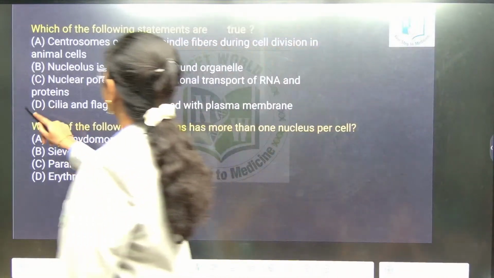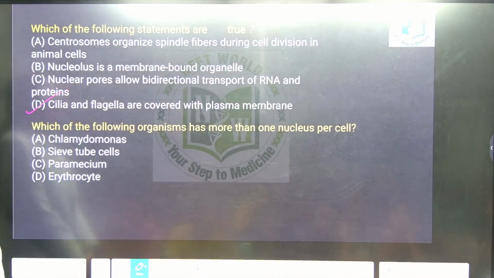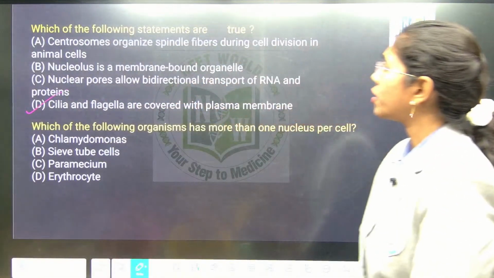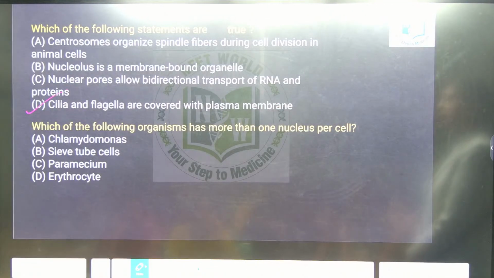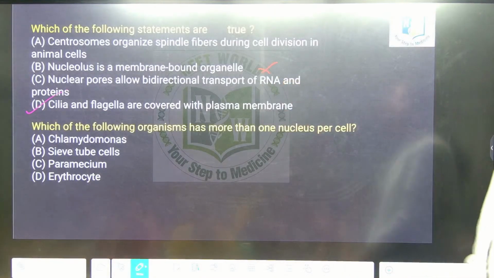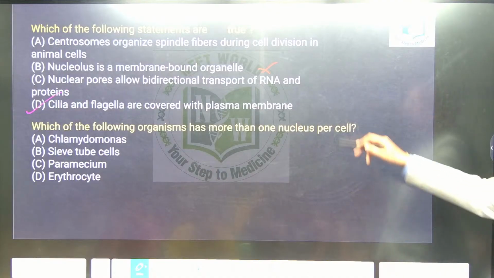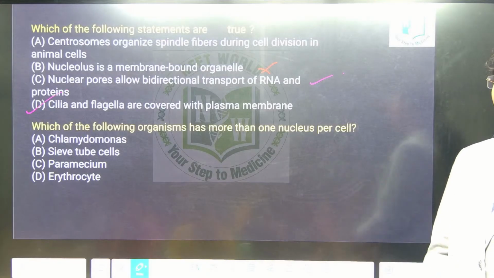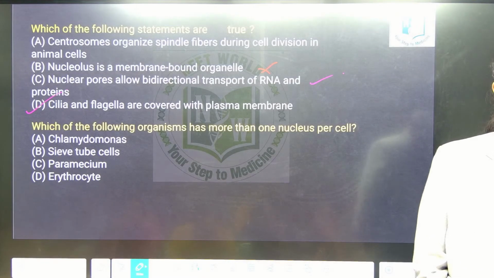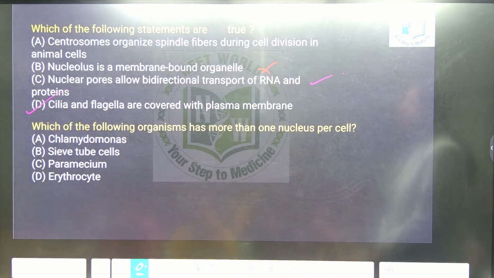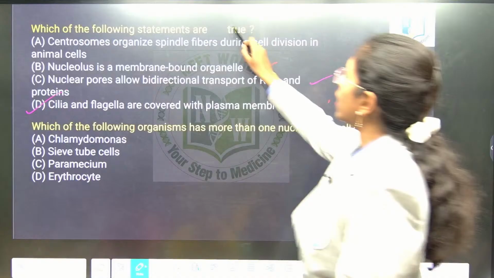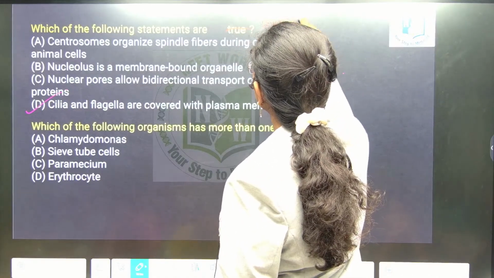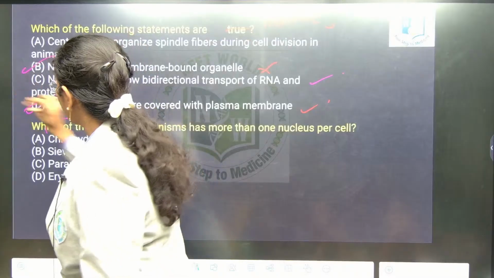D. Centrosomes organize spindle fibers during cell division in animal cells. True. Centrosomes, inside that only centrioles are present, right? Nucleolus is membrane bound. Wrong. Nuclear pores allow bidirectional transport of RNA and proteins. True, they allow bidirectional transport of RNA and proteins for post-transcriptional and translational events. Cilia and flagella are covered with plasma membrane. Here you take incorrect. Then the answer will be B. Next question.